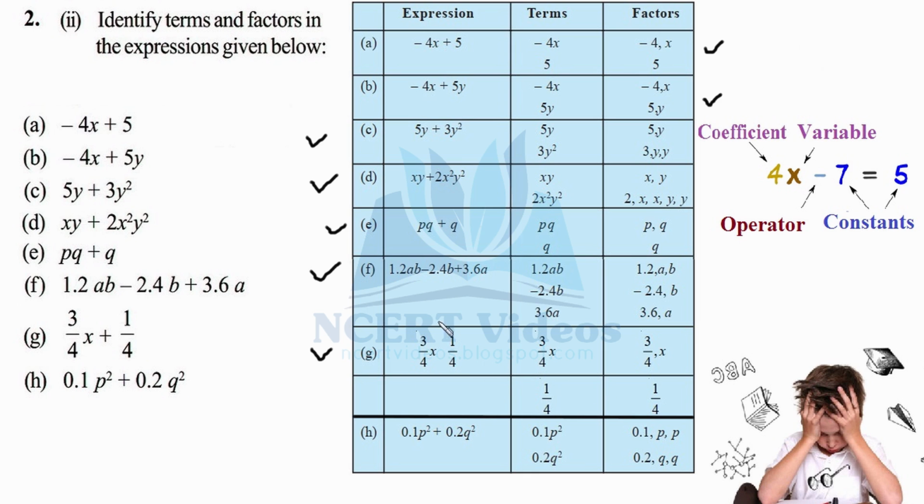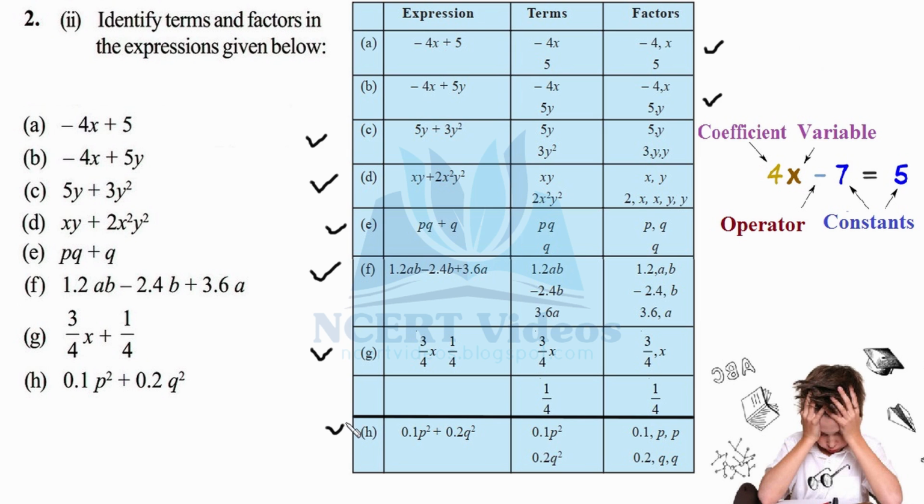You can remove this line. This is of the same question. Now last part, 0.1 p squared plus 0.2 q squared. Again, these are constants and we have 2 terms, namely 0.1 p squared and 0.2 q squared. And here we have 3 factors, namely 0.1 comma p comma p, because p is squared. And again here q is squared. Therefore, we have 3 factors, namely 0.2 comma q comma q.